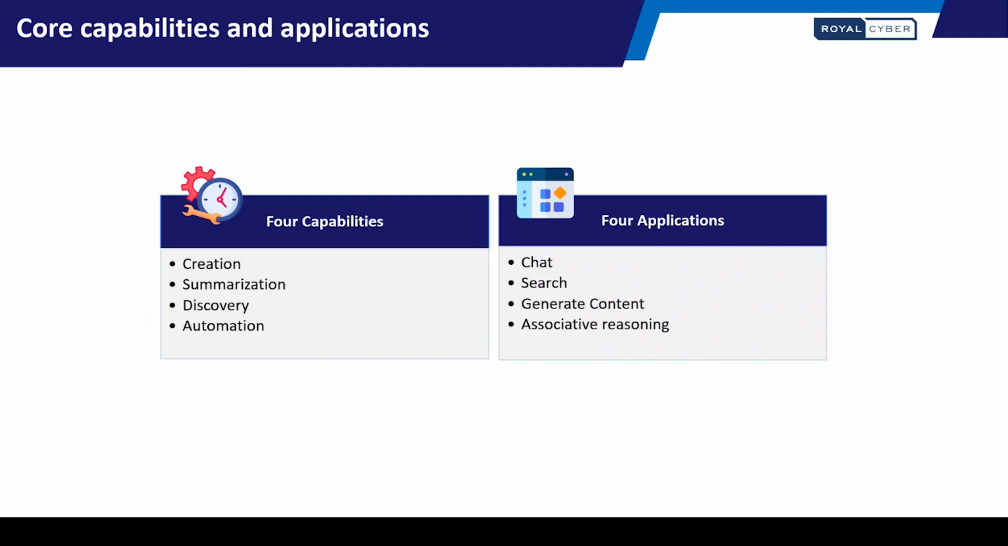At the core, generative AI has 4 capabilities: creation, summarization, discovery, automation. And it intends to excel in 4 applications. Chat. For chat, it's no surprise that generative AI has quickly gained popularity through its simple chat interface. Chat is a natural way to engage with these powerful models, making it easy to improve customer interactions, enhance product capabilities, train employees, and more.